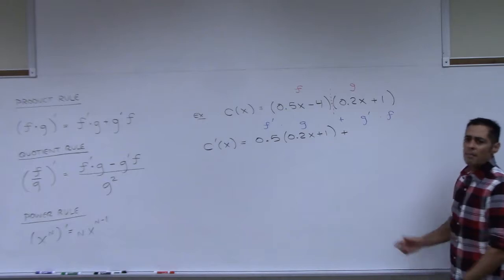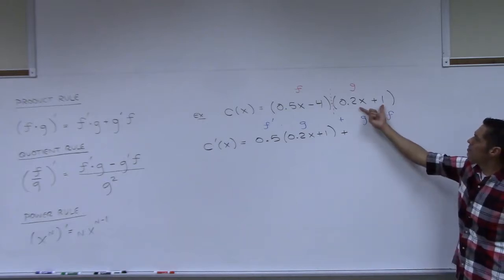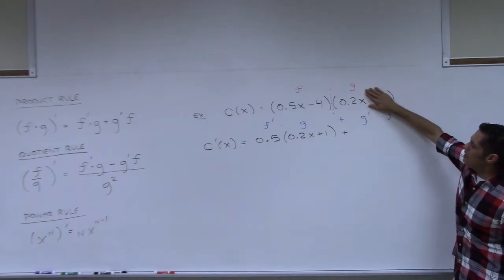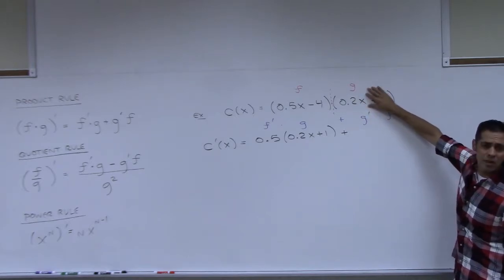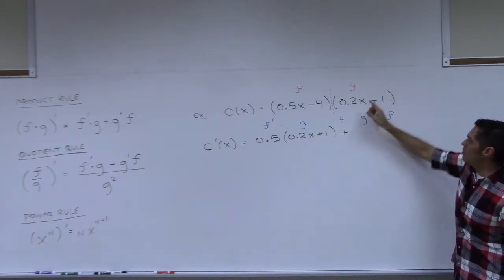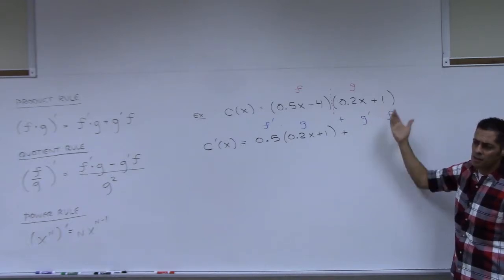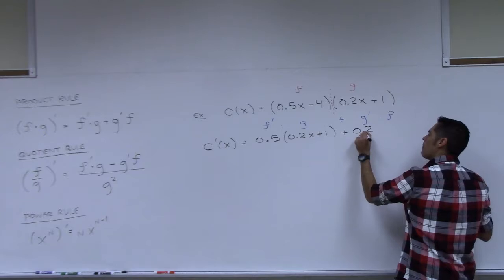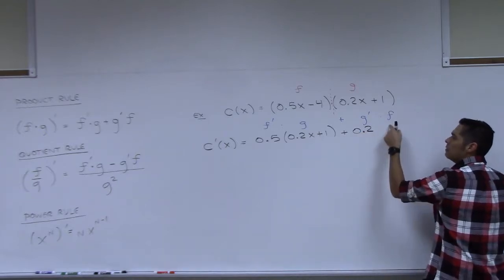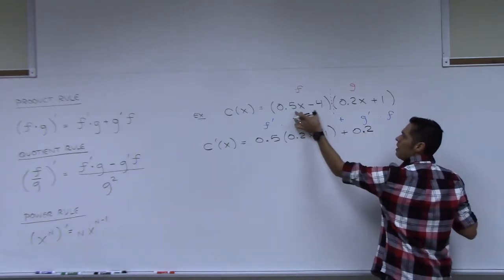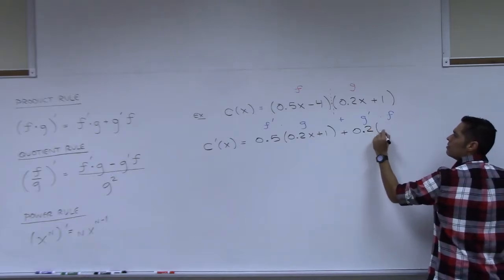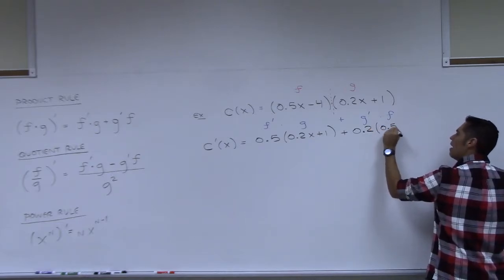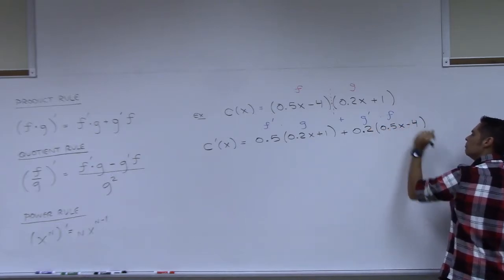What is g prime? What's the derivative of this? So what's the derivative of that right there? This right here. Just 0.2, 0.2. And then derivative of 1? Is 0. So I'm just going to get 0.2 and then f. So I need to just write this thing out right here and put it in parentheses. So 0.5x minus 4. This all right?